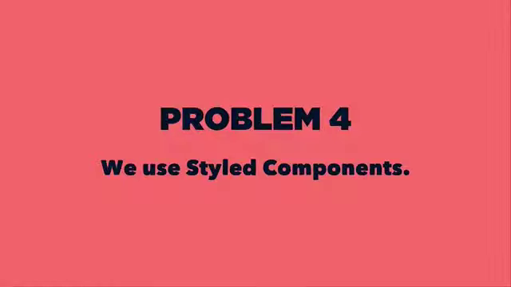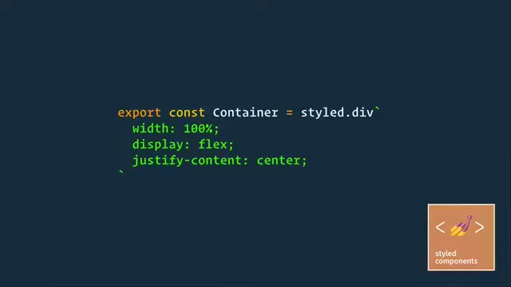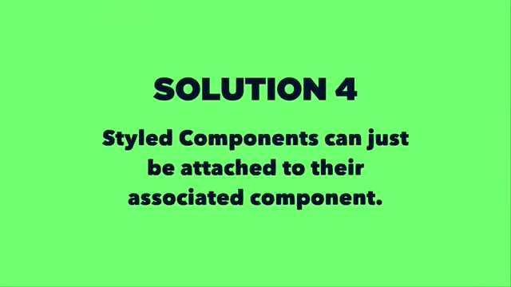So problem 4 is that we use styled components as well. So if you're not familiar with them, it's visual primitives for the component age. Again, don't know what that means. But again, these are creating lots of components. So we thought, okay, maybe these should all be atoms. But then that means you have a bunch of atoms which aren't really reused anywhere. So I think the solution for this is that styled components can be attached to their associated component.